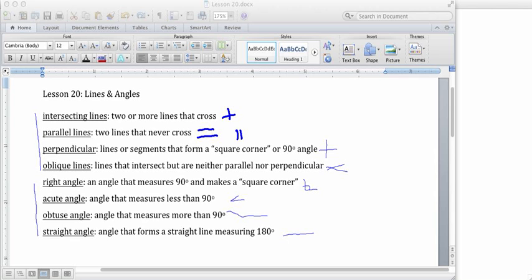Okay, so go ahead and pause this, make sure you have all of this written down, and then we'll go on to the examples.